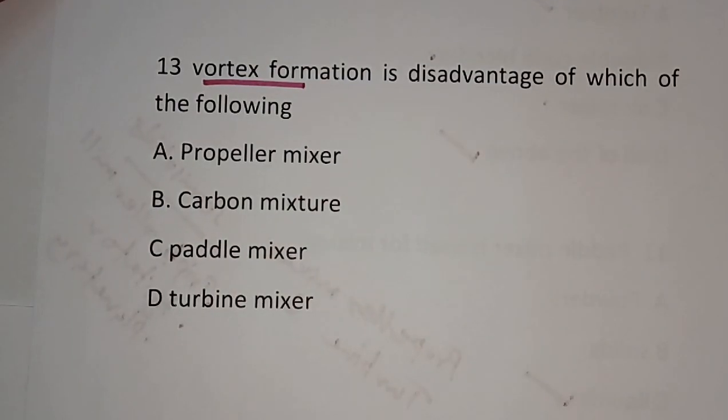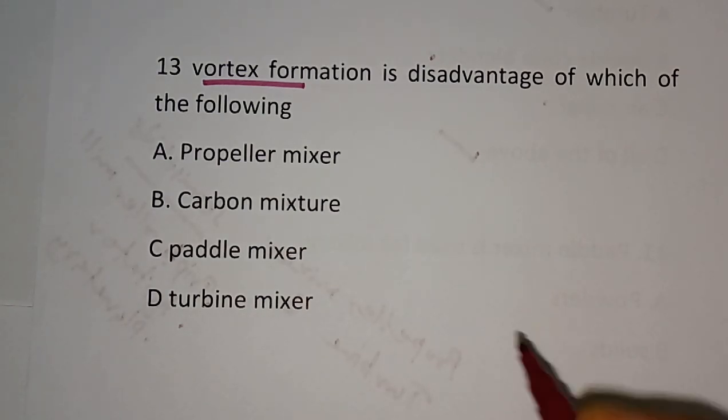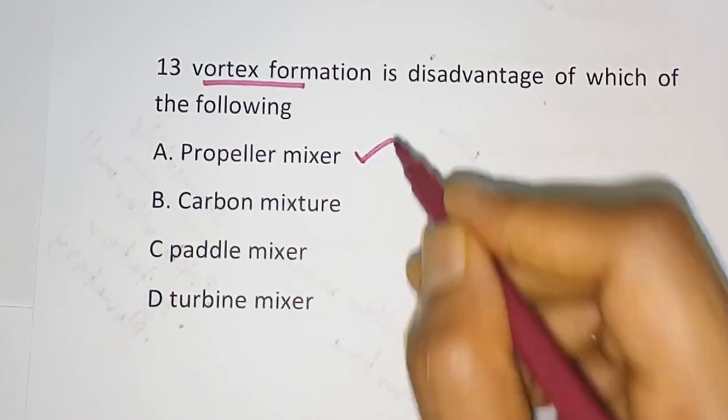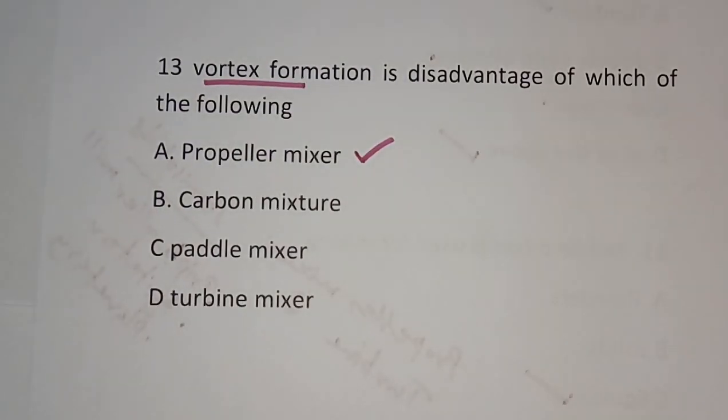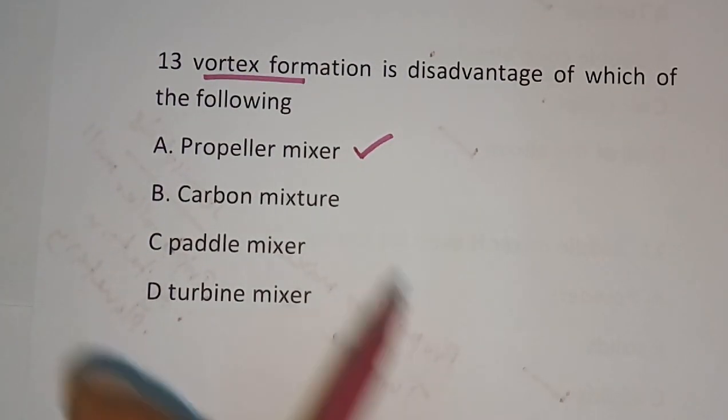Vortex formation is a disadvantage of which of the following? Options are propeller, carbon mixer, paddle mixer, turbine mixer. The correct answer is propeller mixer. Propeller mixer is the correct answer.